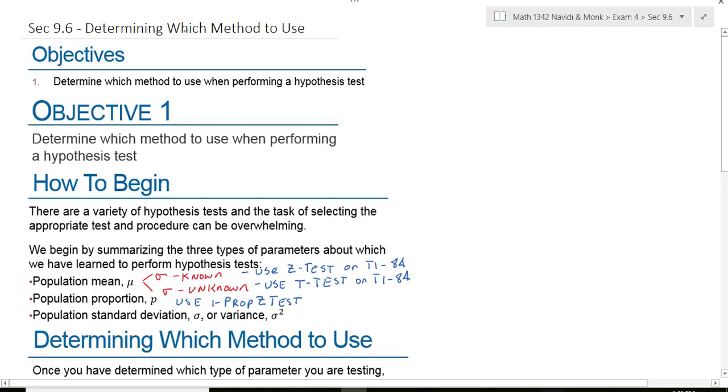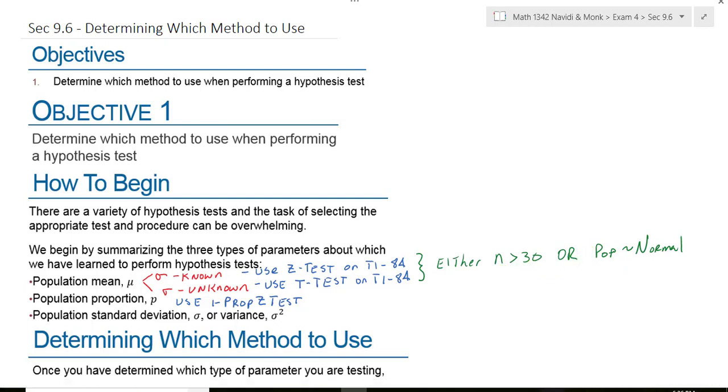Also, the conditions that we have to check or assume to be satisfied are exactly the same as they were in Section 8.5. If you're testing a claim about a population mean, first of all, you have to have a simple random sample for everything in statistics, so I'm not going to write that one down. Either your sample size has to be large, or your population has to be approximately normally distributed. Only one of those is necessary. You can have both, but only one is needed.